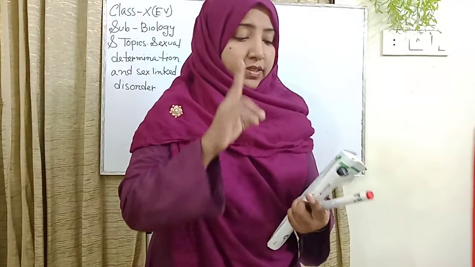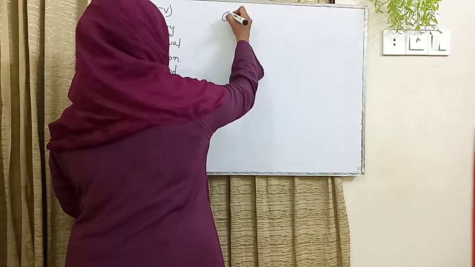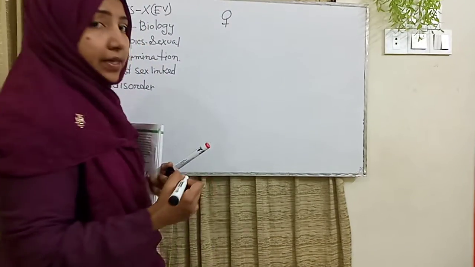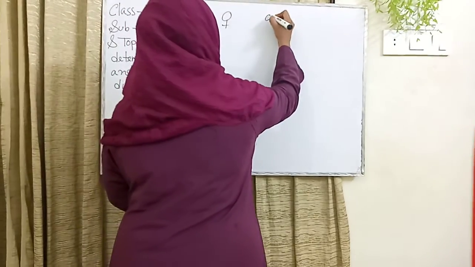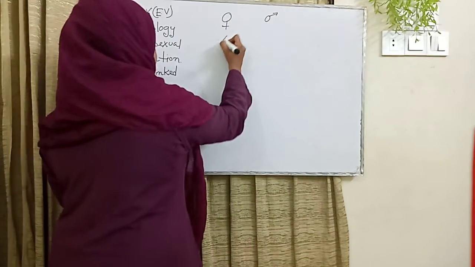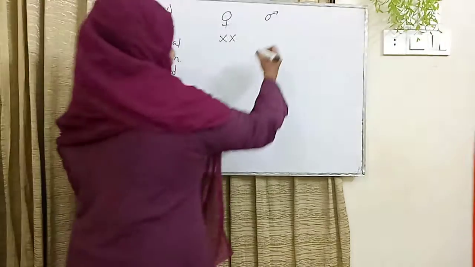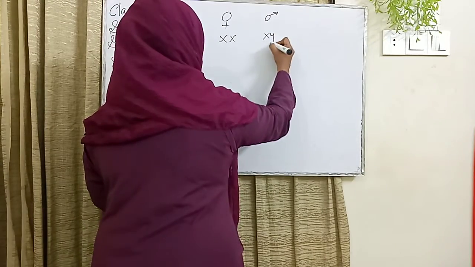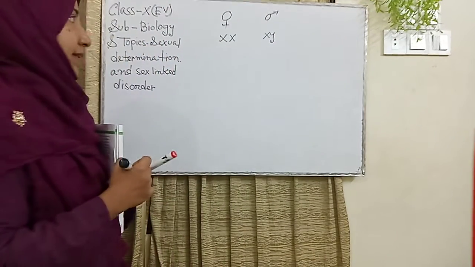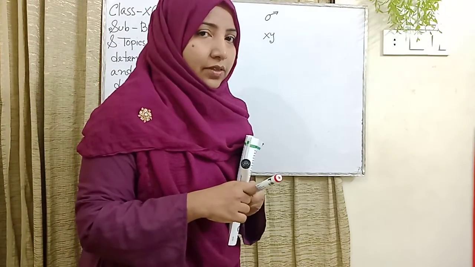I just draw basically two structures. The first structure is the female and the other structure is the male. Here's the female, I just draw XX. This structure is XX and the other structure is the male. This chromosome is XY. Here's the XX and the XY. Basically this structure is the sex chromosomes.